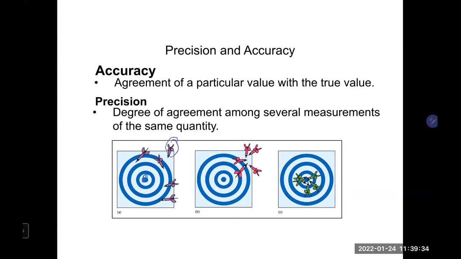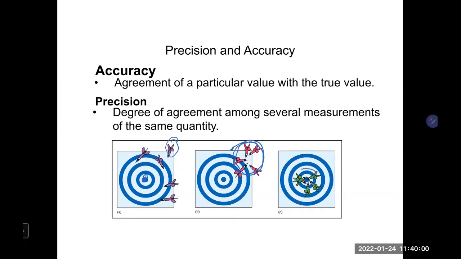The second one, we have nice clustering, if you will, of all these darts, which means it is very precise, but not very accurate, right? Again, the goal here is to hit the middle. So you can be precisely not accurate, right? You can be really bad at something and you keep doing it the same way. You do it over and over the same way, but you keep doing it wrong the same way. So you can be very precise in that, but not very accurate.